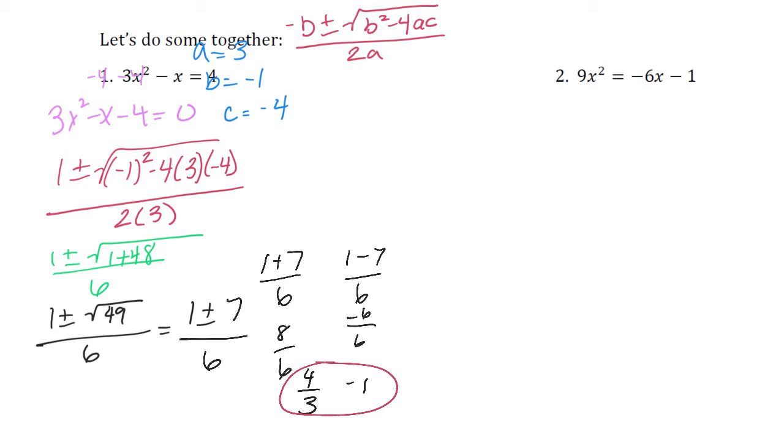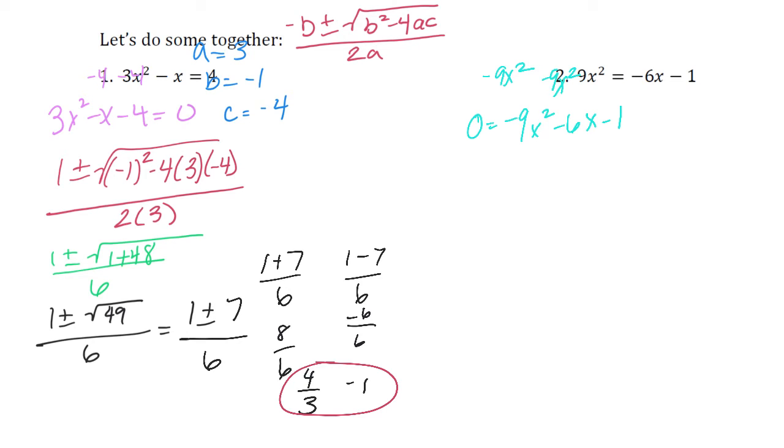So this one, if you notice, has a problem of it only having one thing on the left and two things on the right. So remember, the first thing we always want to do is get everything all on one side to set it equal to 0. So let's minus the 9x squared. So then we get 0 equals negative 9x squared minus 6x minus 1. It doesn't matter what side you end up moving it to. It'll end up giving you the same answer.